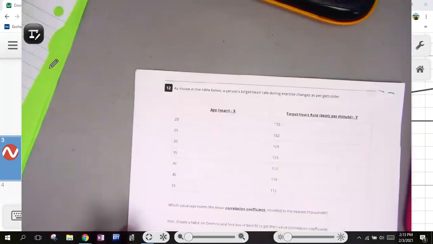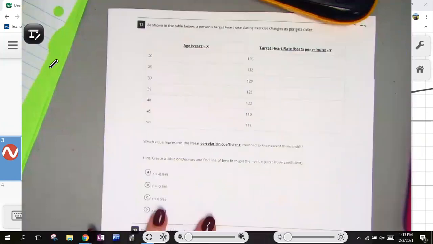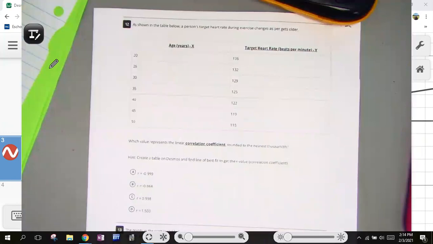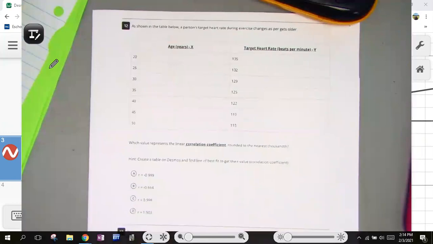Okay, this one says which value represents the correlation coefficient rounded to the nearest hundredth. So this one, they aren't just given to us and we have to match them. We actually have to calculate the correlation coefficient ourselves. And we have not learned how to do that mathematically because it is a very advanced formula, okay? But I have shown you how to do it on Desmos. So it wants you to do that. So we're going to get that value on Desmos.